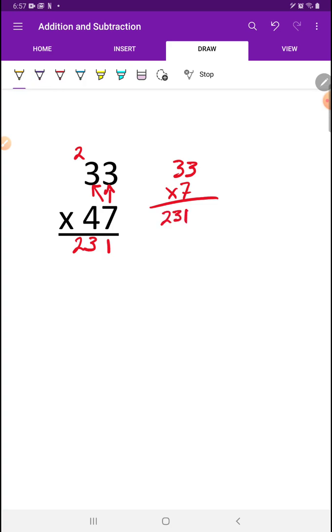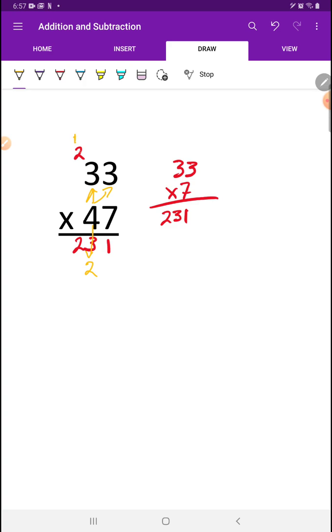And then, now that we're done that, we do 4 times both numbers at the top. Every time it's always times both numbers. And again, I'm just going to remind you, because the 4 is in the tens place, the first digit I write is in the tens place. So I'm going to write a 2 there because 4 times 3 is 12.